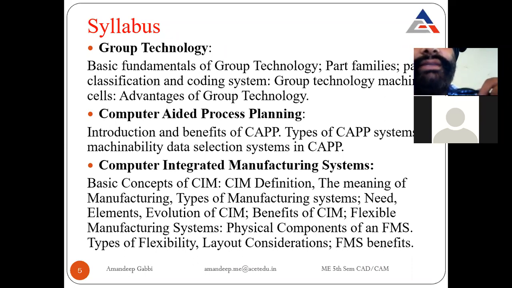So this is computer-aided process planning, then computer integrated manufacturing system. So we are going to integrate different systems with the help of some computers. We will discuss this in flexible manufacturing system. What is flexible manufacturing system? Types of flexibility, layout consideration, and benefits of flexible manufacturing system.